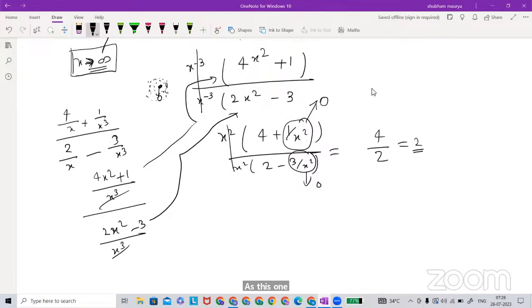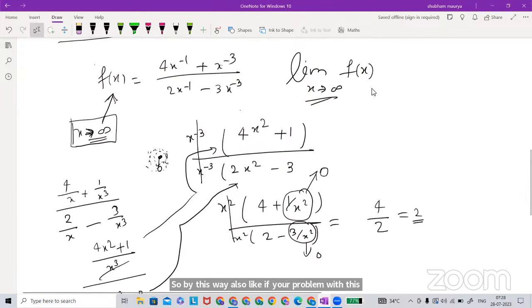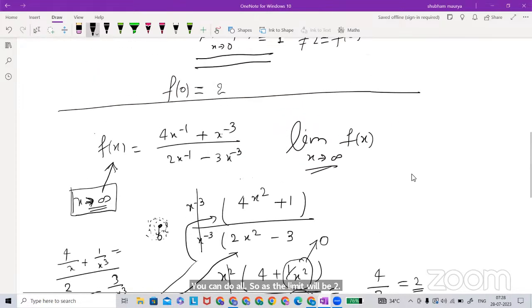So this way also, if you have a problem with the negative sign of the power, change it to 1 by it and then do the LCM. We can do the same thing. So the limit will be 2. So this is the limit case.